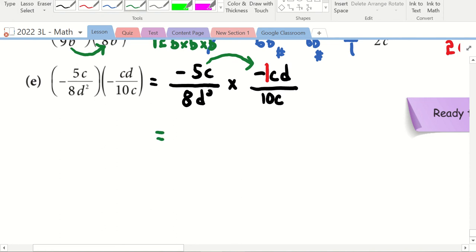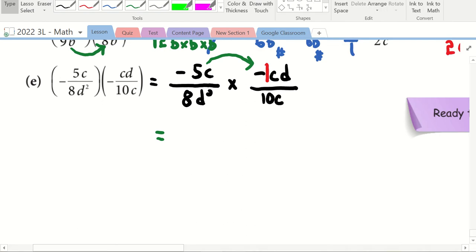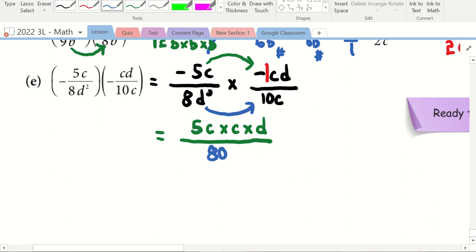Press the calculator. What is negative 5 times negative 1? So I press negative 5 multiplied by negative 1. Because a lot of your teachers taught positive or negative. When I press the calculator, I'll get 5. So write down 5 on top. There's a C times D. Over. Below I have 8 times 10. Quite straightforward. 8 times 10 will give us 80. Number times number, letter. What's the meaning of D squared? D times D.